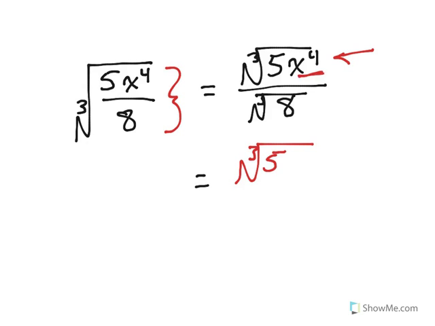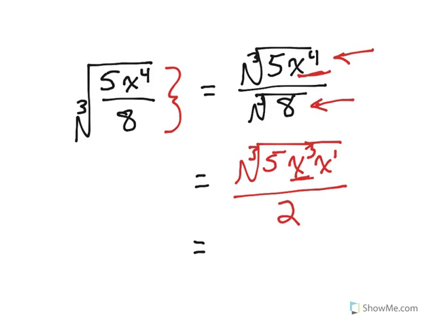And x to the fourth is not a perfect cube, but we can factor that to x to the third power times x to the first power. X to the third power is a perfect cube. In the denominator, 8 is a perfect cube. The cubed root of 8 is 2. Now we want to take the cubed root of x to the third, which is just x, and that comes outside the radical sign, leaving the 5 and an x underneath the radical sign all over the denominator of 2.